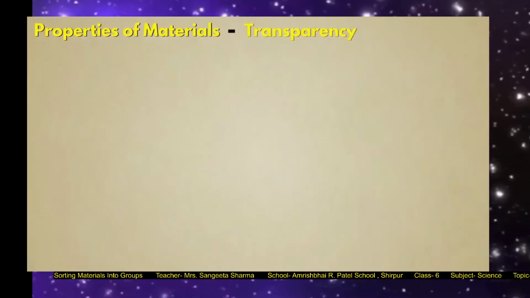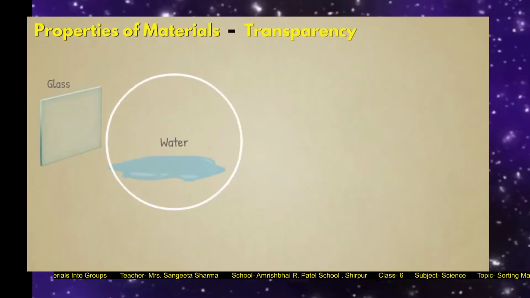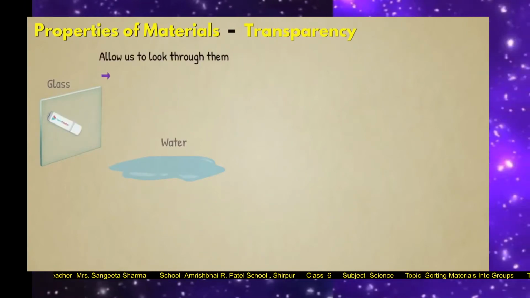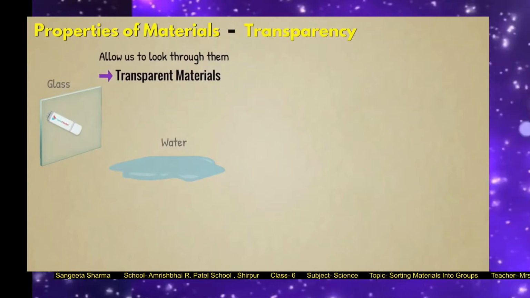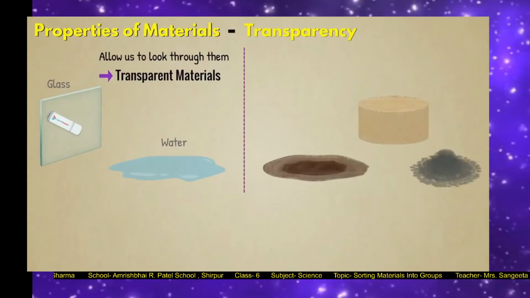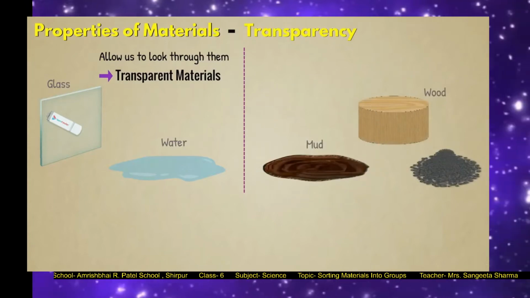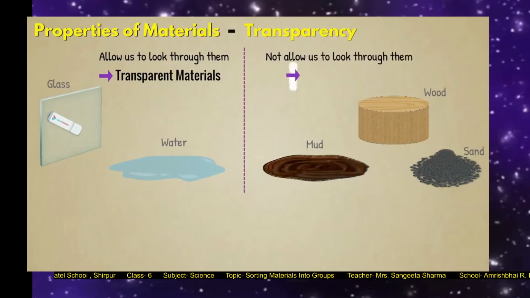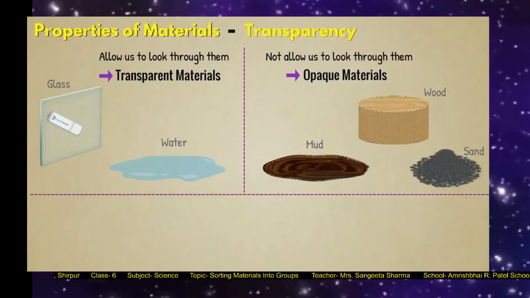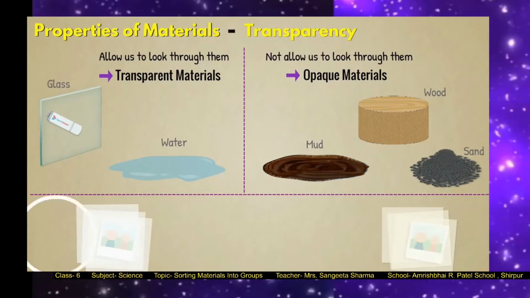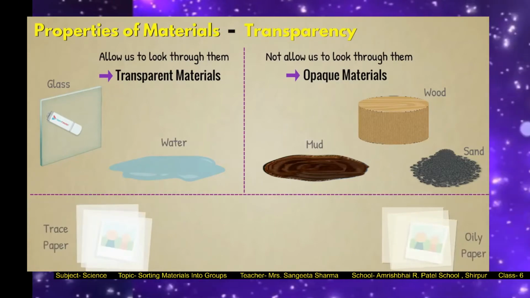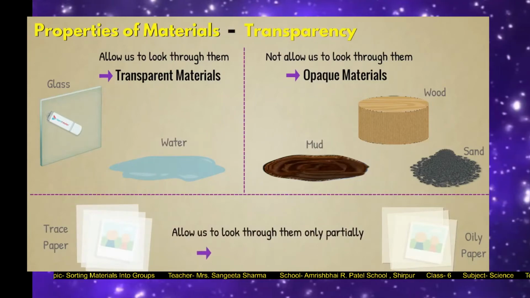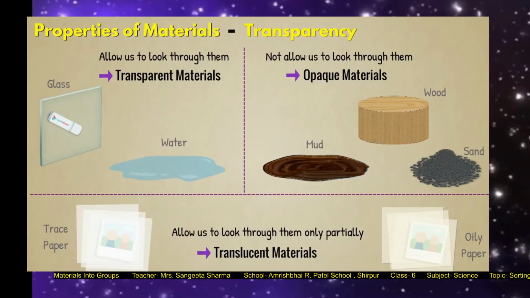Transparency. Some materials such as glass, water, etc. allow us to look through them completely. Such materials are called transparent materials. Some materials such as wood, mud, sand do not allow us to look through them. These are called opaque materials. There are some materials, for example, trace paper, oily paper, etc., which allow us to look through them only partially. Such materials are called translucent materials.